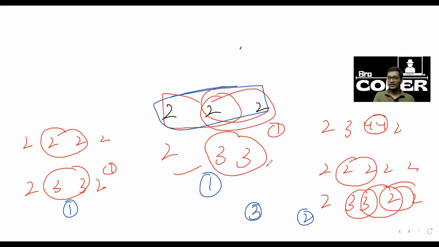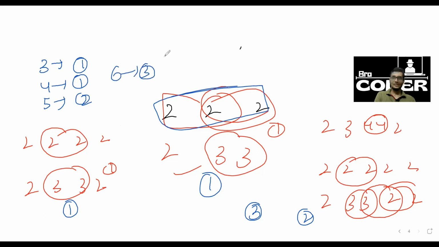So what's the observation here? If the segment is of 3 elements, we need one operation. If the segment is of 4 elements, we need one operation. If the segment is of 5 elements, we need 2 operations. If the segment is of 6 elements, we need 3 operations. So yeah, you observed it correctly.